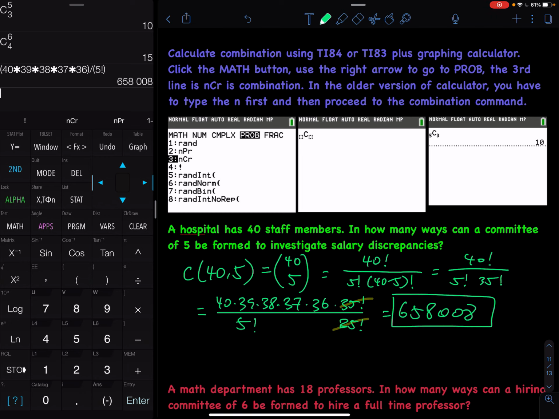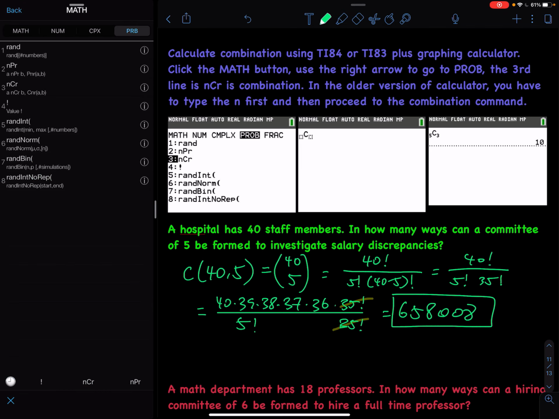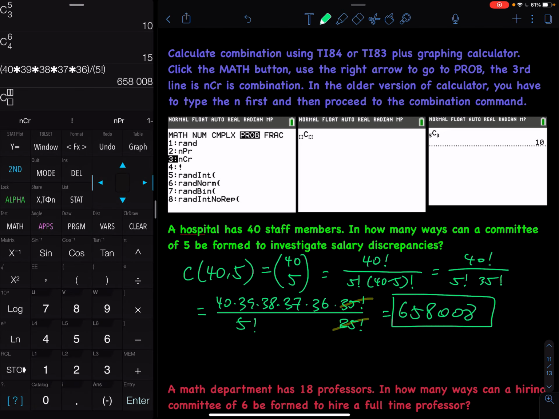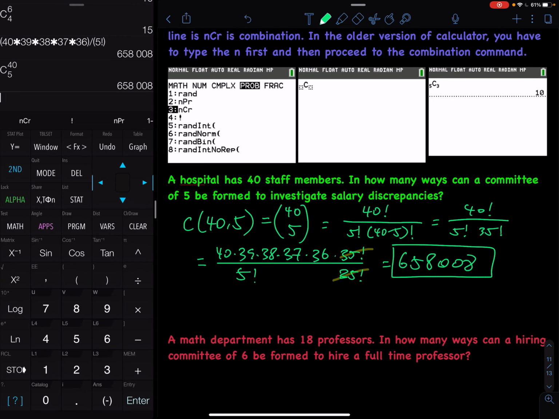What about using the combination command? You go to math, and then probability, you select the third line, NCR. So NCR, you have 40 members, you want to form a committee of 5, so 40 choose 5, you get 658,008.